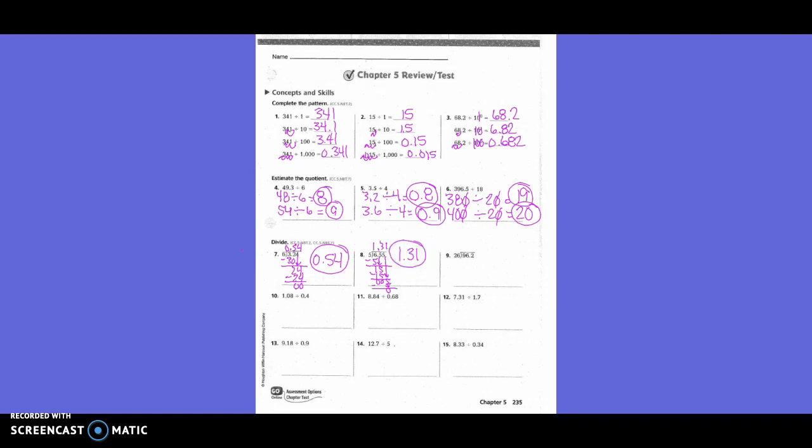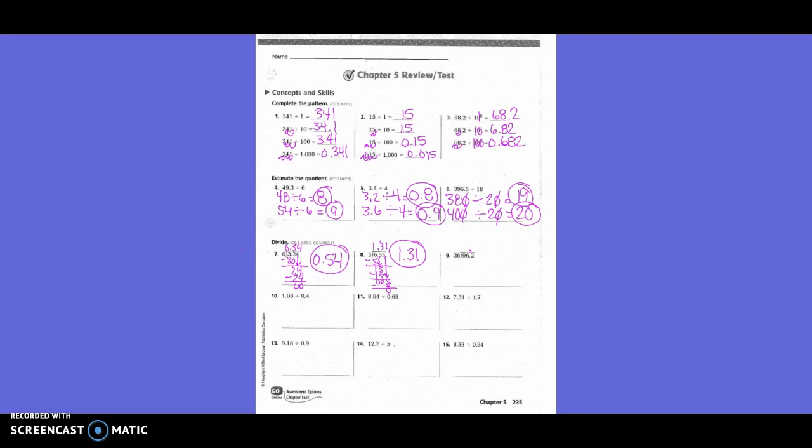Okay. 96 and 2 tenths divided by 26. Do I need to move any decimals? No. So I bring my decimal straight up. So how many times can 26 go into 96?